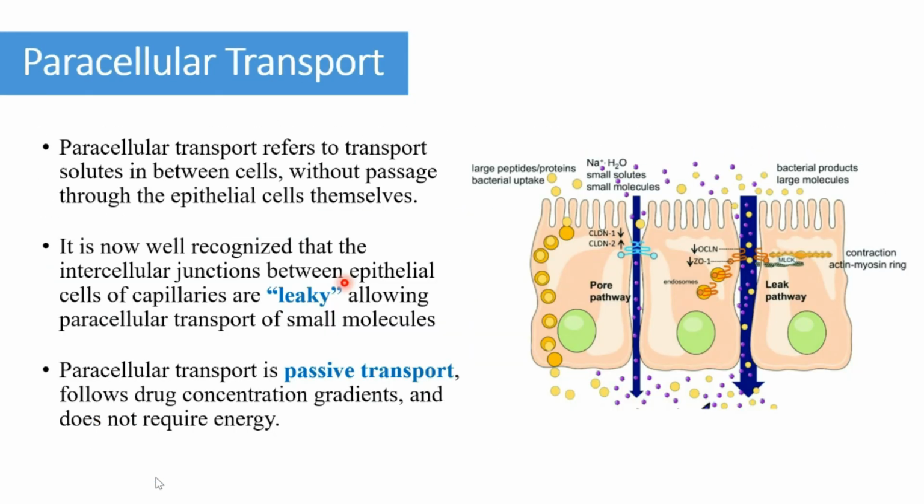So here is the second general membrane transport, which is paracellular transport. Paracellular transport refers to transport of solutes in between cells, without passage through the epithelial cells themselves. It is now well recognized that the intercellular junctions between epithelial cells of capillaries are leaky, allowing paracellular transport of small molecules to go through.